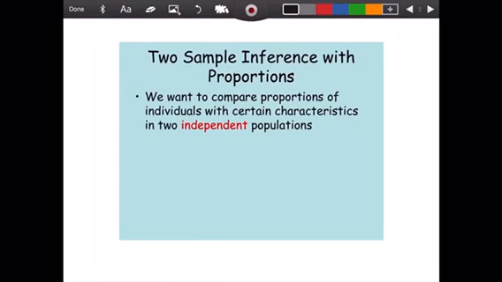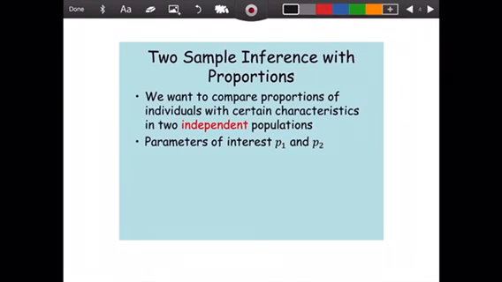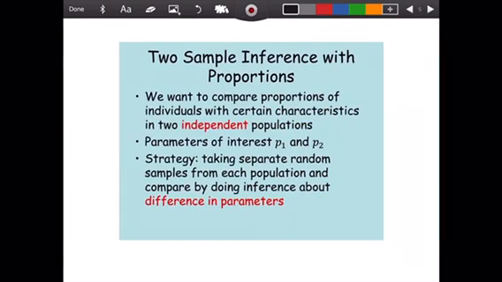When we're dealing with inference for two sample proportions, we'll actually have two parameters of interest. Our parameters are going to be P1 and P2, or PA and PB, just depending on the problem situation. The strategy here is to take separate random samples from each of our populations and then compare those by doing inference about the difference in the parameters.